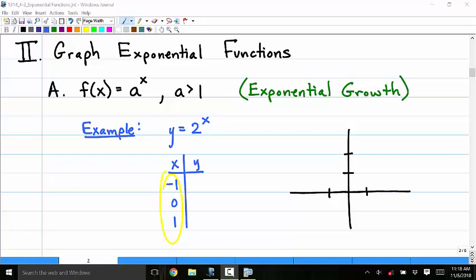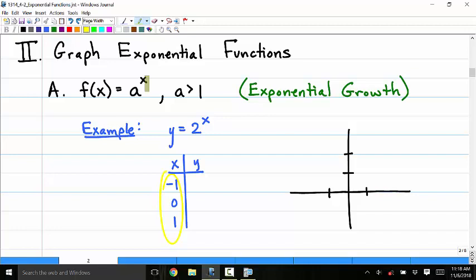We have two types of exponential functions. We have exponential growth and we have exponential decay. The only difference is when you're looking at the function y equals a to the x. If your base, a, is bigger than 1, you have what's called exponential growth. So we're going to look at the example y equals 2 to the x. The base is 2, the x is in the exponent position.